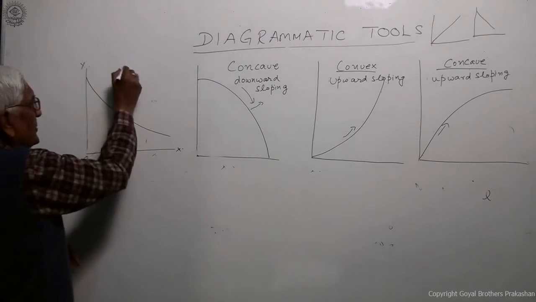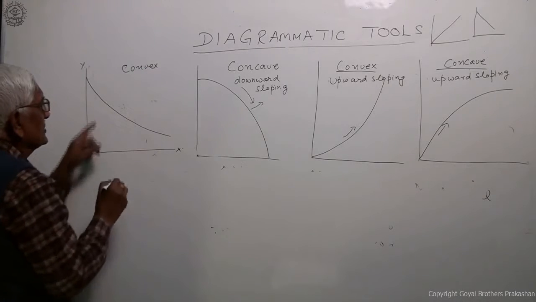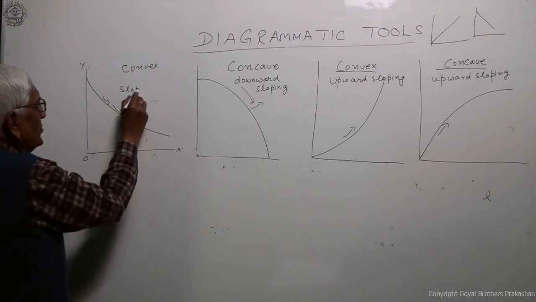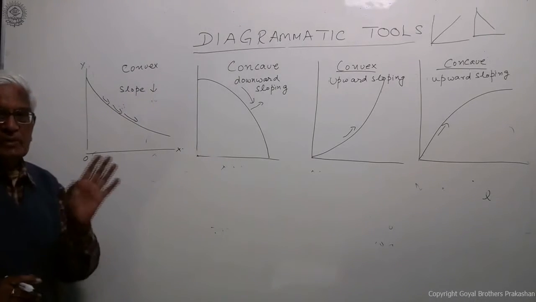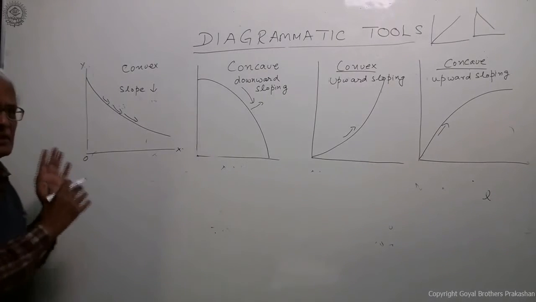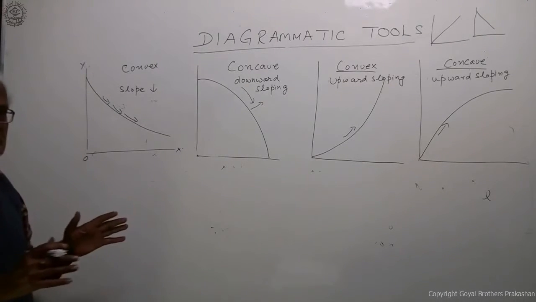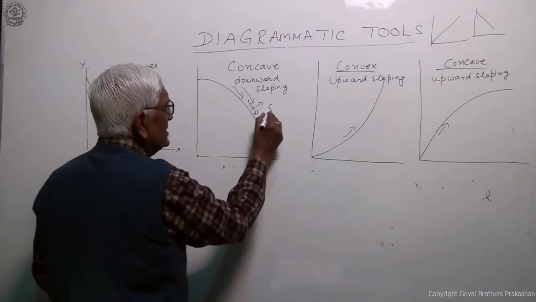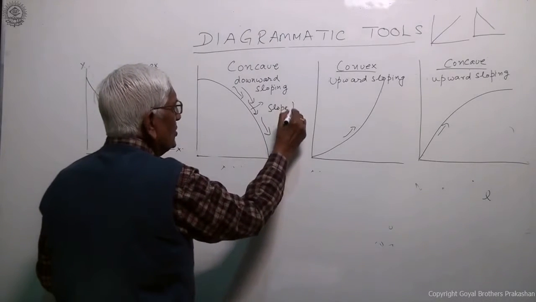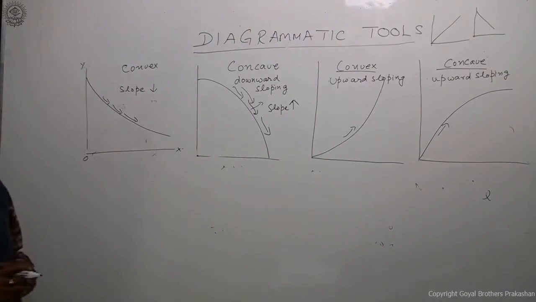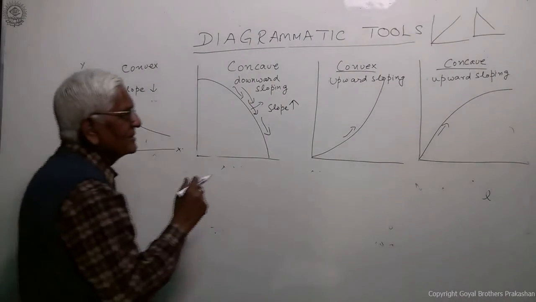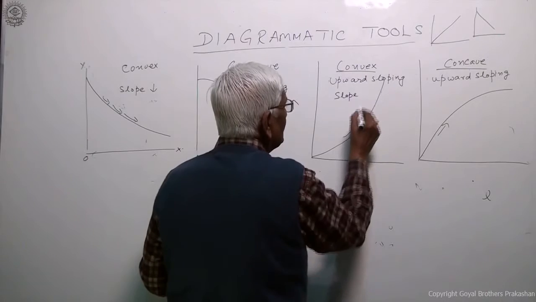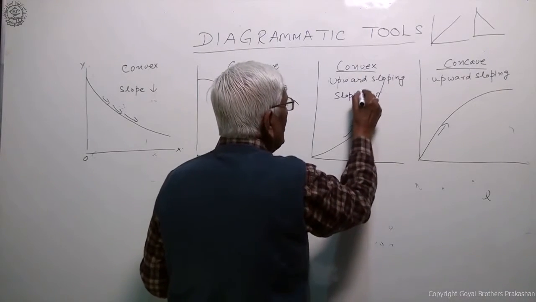Now I'm talking of behavior of slope. In this case, as you move from like this, slope falls, ignoring signs. We can even prove that, but proof is not necessary at this stage. In this case, as you move downwards, then slope goes up. In this case, as you move upwards, slope goes up.